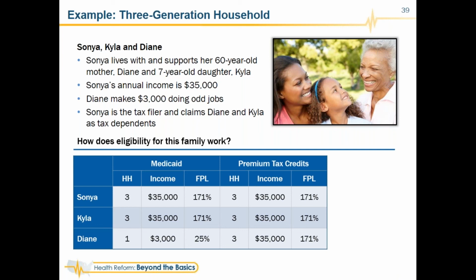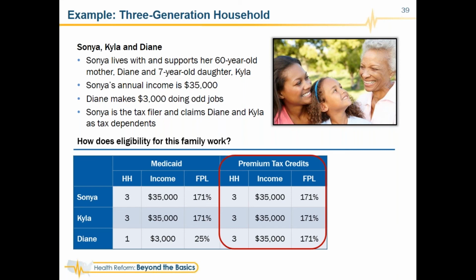So Diane is in a household size of 1. Her income is $3,000, which puts her at 25% of the federal poverty line for Medicaid. So she would qualify for Medicaid if the state expanded Medicaid eligibility for adults in her state. If not, let's see if she would qualify for premium tax credits.